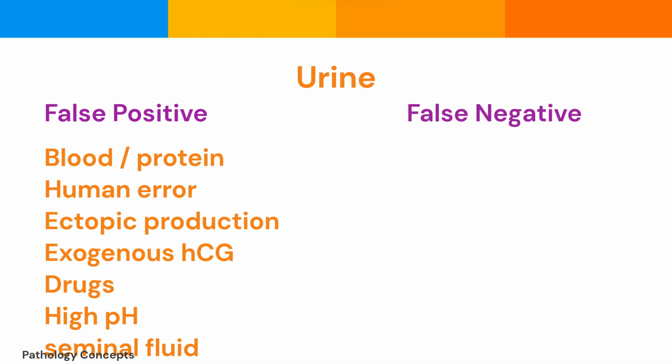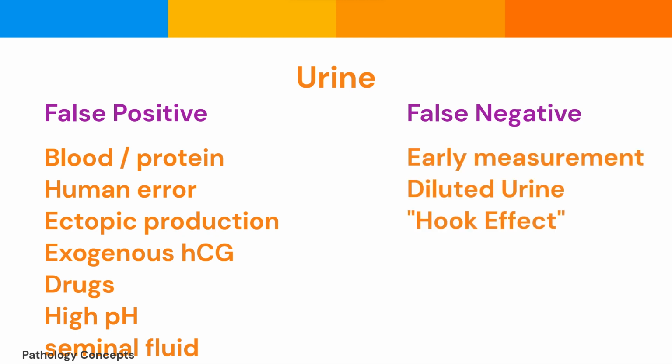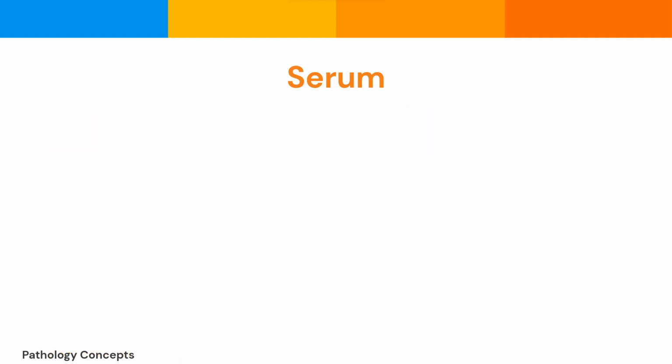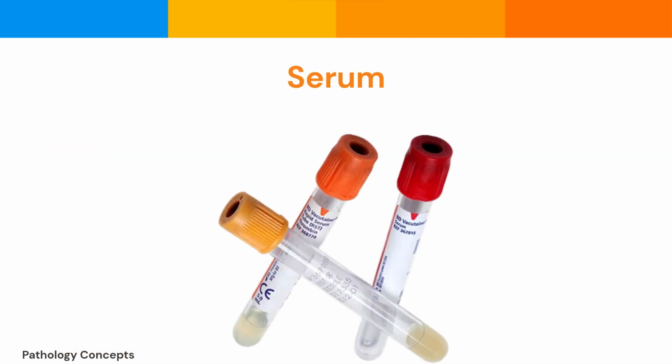Certain situations can lead to false negative in the urinary test. They are early measurement after conception, dilute urine specimen, and a hook effect. We will discuss afterward what is hook effect. The serum tests for hCG are immunometric assays.